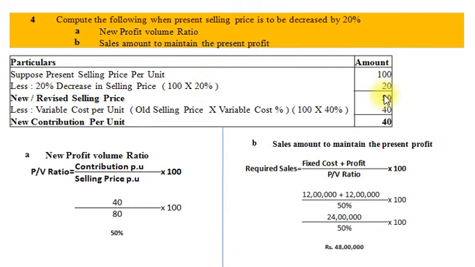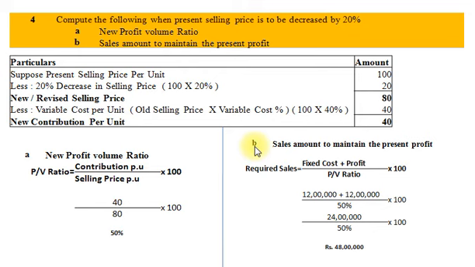So 100 minus 20, 80 rupees, our new or revised selling price, less variable cost per unit, that is old selling price into variable cost percentage, that is 100 multiply 40%, rupees 40. So our new contribution per unit amounts to 40 rupees. So first, point A, new profit volume ratio is equal to new contribution per unit divided by new selling price per unit multiply 100, that is 40 rupees divided by 80 rupees multiply 100. So our new PV ratio comes to 50%.